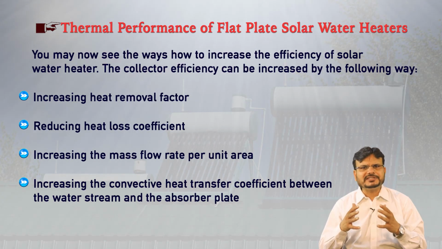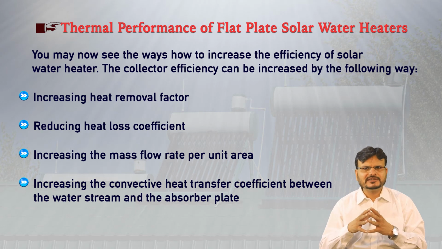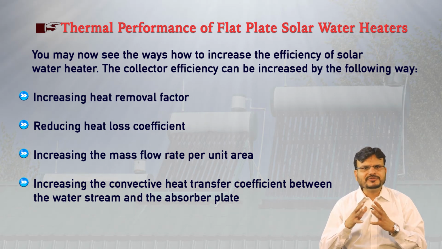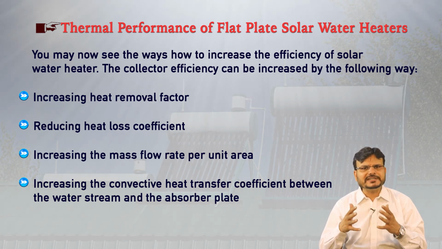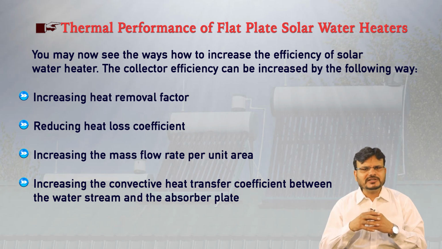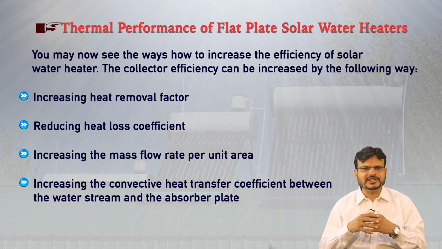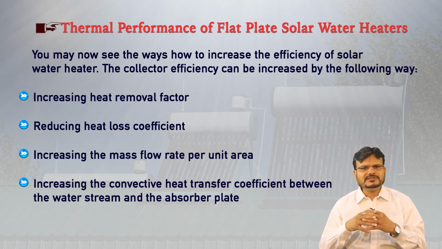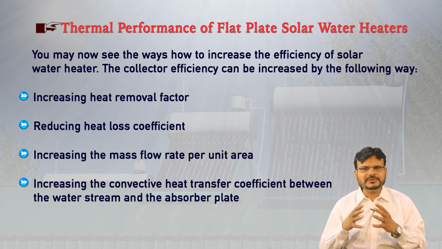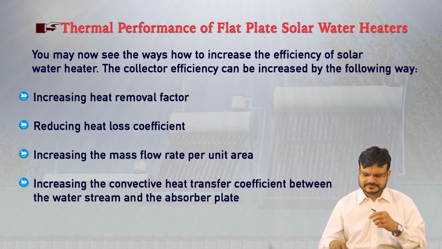You may now see the ways to increase the efficiency of a solar water heater. The collector efficiency can be increased in the following ways. What are the different ways? First, by increasing the heat removal factor. Second way is reducing the heat loss coefficient, and third way is increasing the mass flow rate per unit area, and fourth way is increasing the convective heat transfer coefficient between the water stream and the absorber plate.